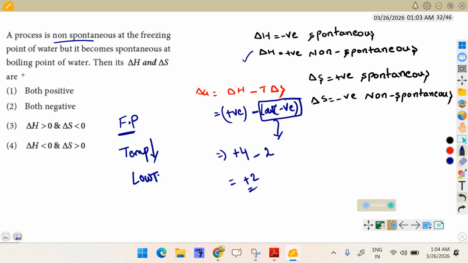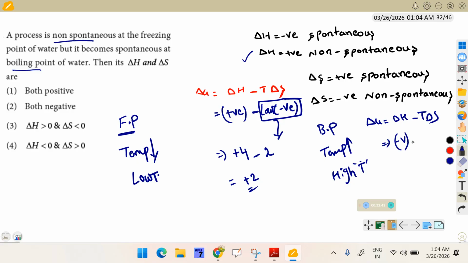But it becomes spontaneous at the boiling point. At the boiling point, water boils, so temperature increases. Temperature increases means high temperature is required. Delta G is equal to delta H minus T delta S. For the spontaneous condition, delta H value is negative, minus temperature into delta S value, which is positive. As temperature increases, the positive value increases abnormally compared with the negative value. So here also you will get positive. Both are positive.